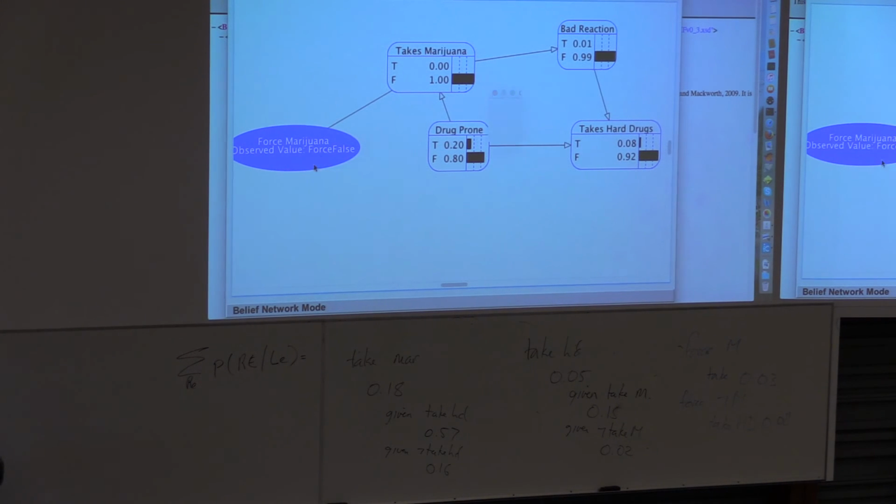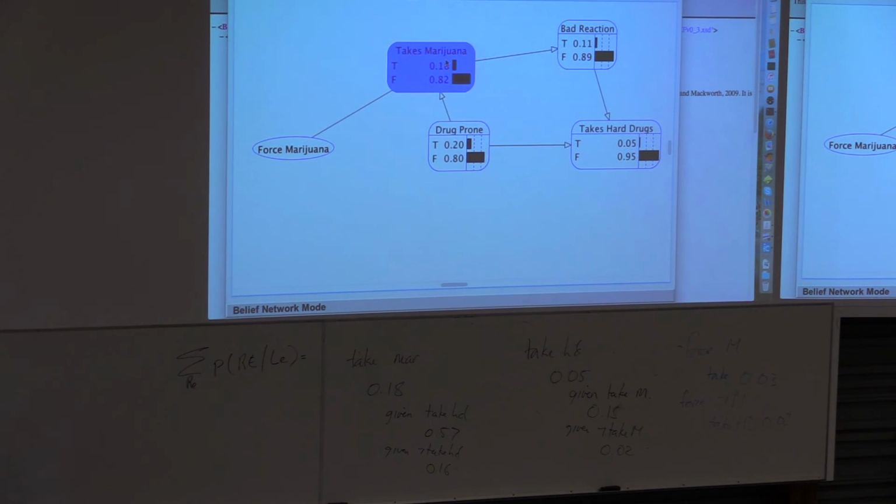So we change observation, don't force that, none. The fact that you take marijuana means that you're drug prone, which then is going to cause, so if you take marijuana, before they had 11%, if you observe this to be true, we want to look at both bad reaction and drug prone. We'll find out that people have a bad reaction, but it's also strong evidence that they're drug prone. And this is why the causal model acts like it is.